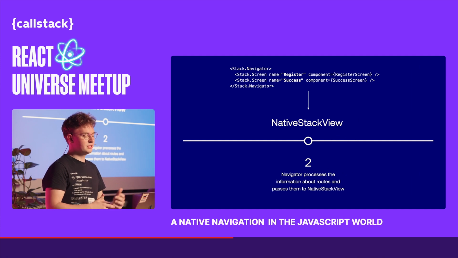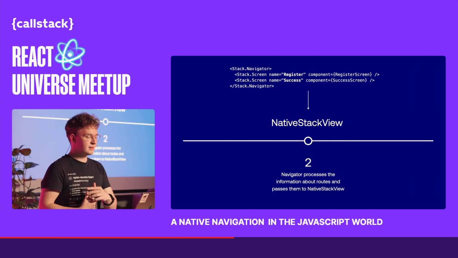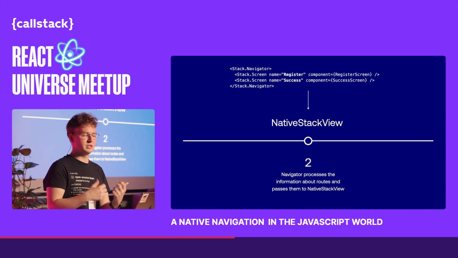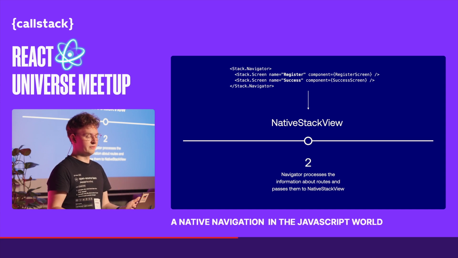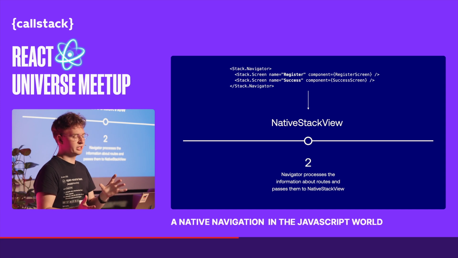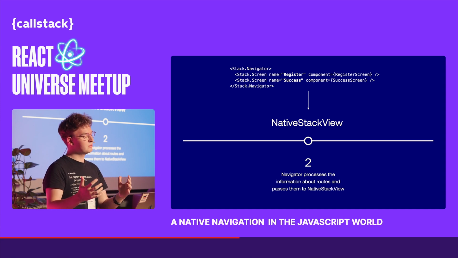Navigator passes these screens as so-called routes to the JS component called native stack view. I would say it's a component that processes all of the props and the information about routes to make an instance of native primitives. This is like the heart of React Native Screens, since it unfolds whole routes to make native primitives.